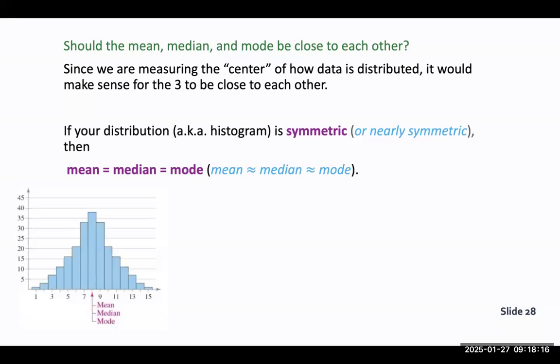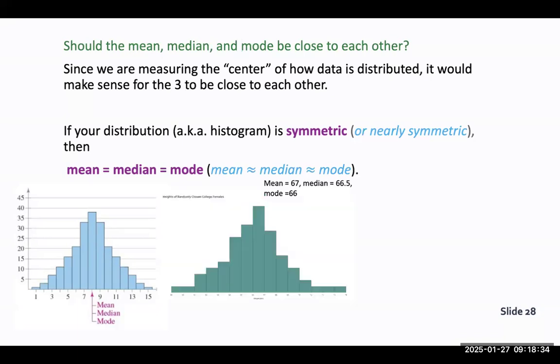So here is an example of a perfectly symmetric distribution. And notice that the middle bar is the tallest. That would be the mode. And it turns out that the mean and the median are equal to the mode.